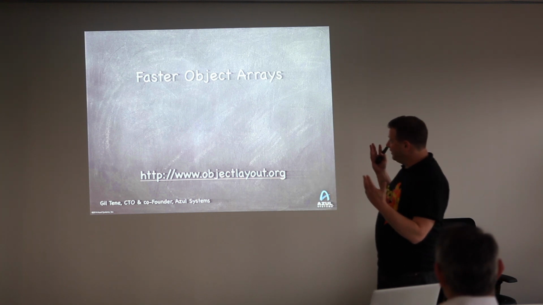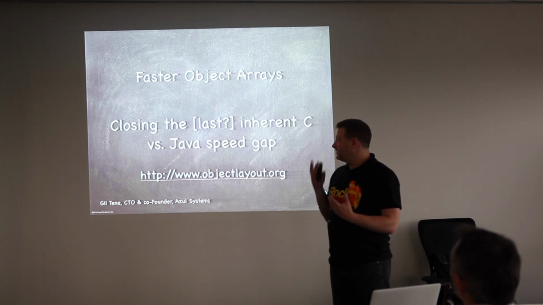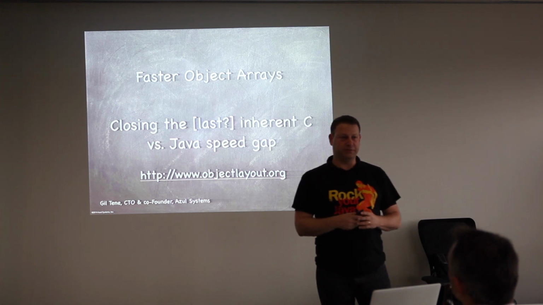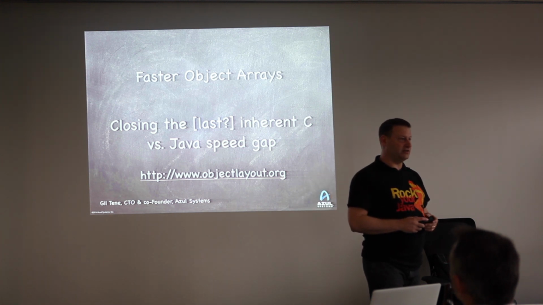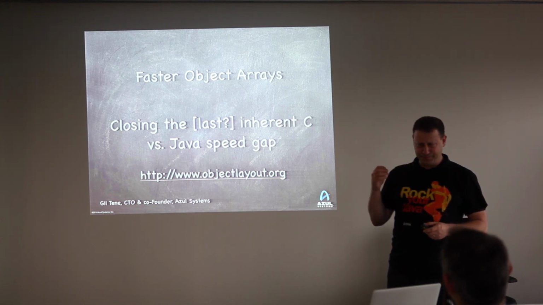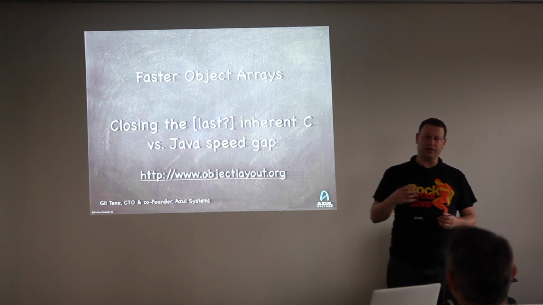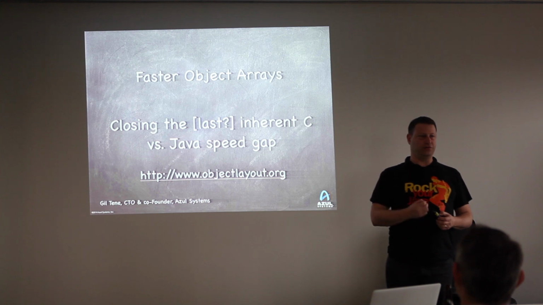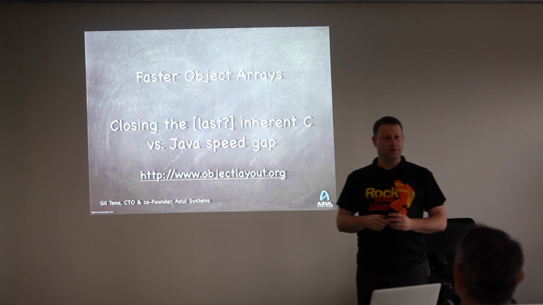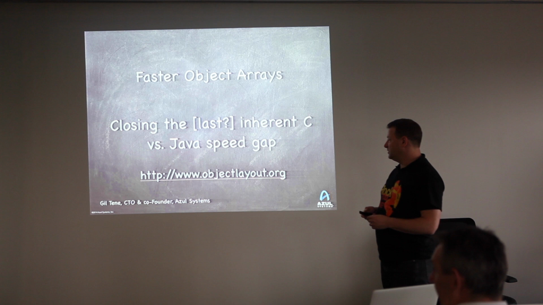FAST Java objects, faster object arrays, is basically about trying to close what we think is the last remaining gap in speed between Java and C-style languages. And when I say the last remaining gap, I'm not talking about missing optimizations or syntax. I'm talking about an inherent inability to do speed. And we think that the only thing left is memory layout. That's the only thing where Java is actually behind. We'll go through what and why as we go.